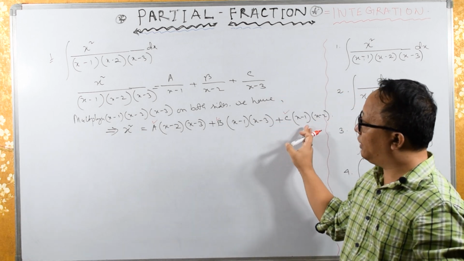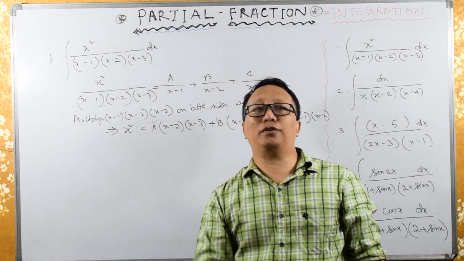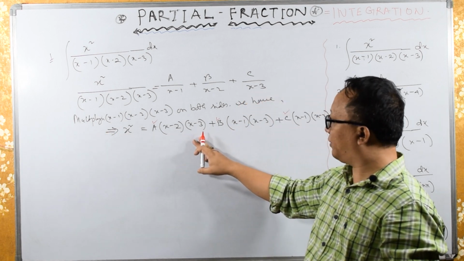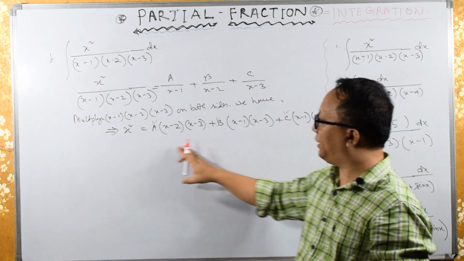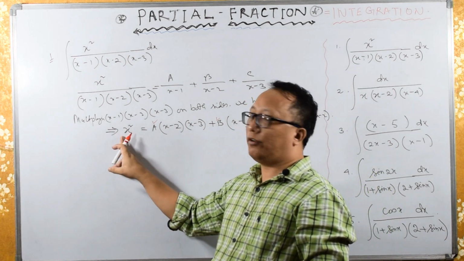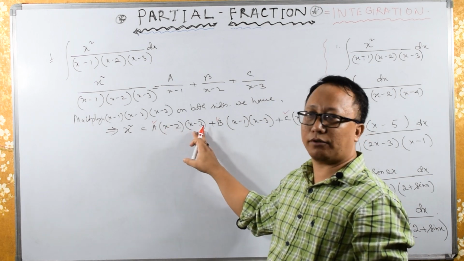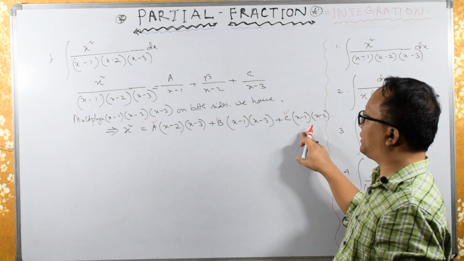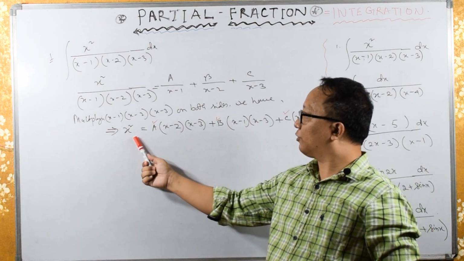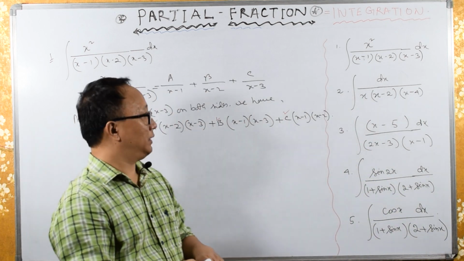Or we can expand this and compare various powers of x, such as x square. On the left hand side we have x square, and on the right hand side we will also get x square from each term. If I compare the coefficient of x square, the left side has 1, and the right side gives a plus b plus c. In that way also we can solve by comparing various powers of x. But the best way to solve is by substituting.